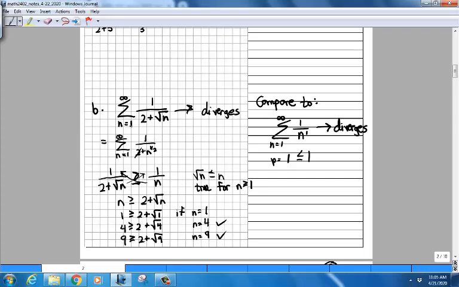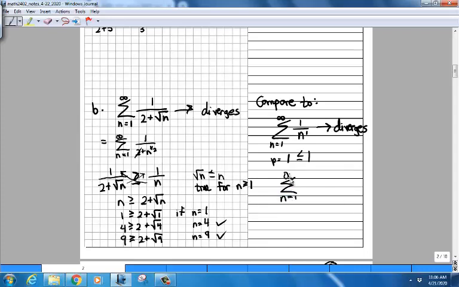But that's good enough. Once your index gets beyond 4, it doesn't count for n equal 1, 2, 3. But once your n value gets to 4 or larger, then the terms of this series are bigger than the terms of this series. And so since this series diverges, this series must diverge as well. I guess we could have compared this... I didn't choose a good choice for my comparison series.